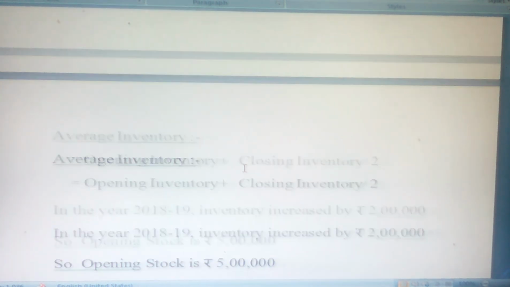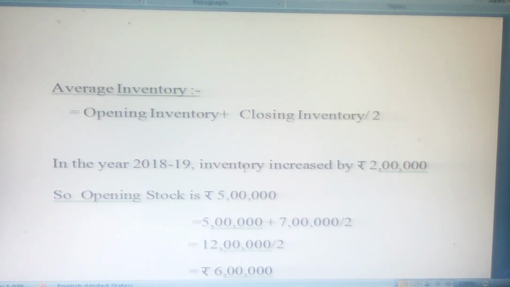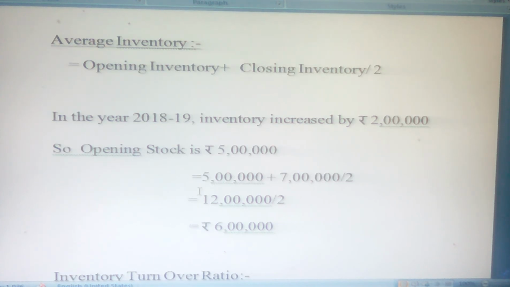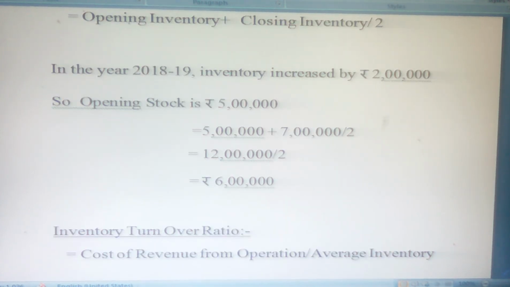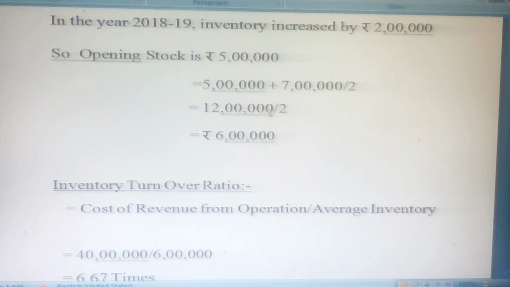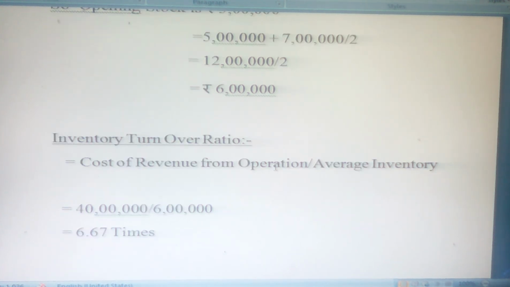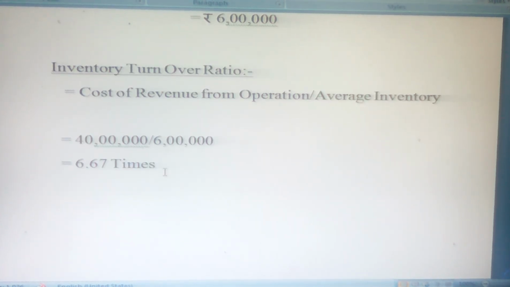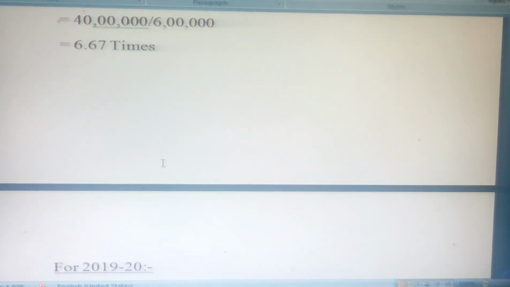Then average inventory, as you know, is opening inventory plus closing inventory divided by 2. For 2018-19, inventory increased by 2 lakhs, so naturally opening stock was 5 lakhs. They increased 2 lakhs, so the closing stock is 7 lakhs. So 5 lakhs plus 7 lakhs is 12 lakhs, divided by 2 is 6 lakhs. Inventory turnover is 40 lakhs divided by 6 lakhs, and we get 6.67 times.